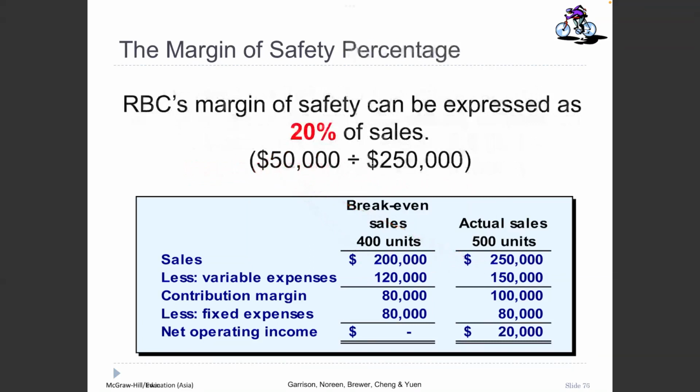Okay, it can also be expressed in terms of percentage. Margin of safety can be expressed as 20% of the sales. So you need to know the margin of safety in dollars first, then only you can express it in terms of percentage. So the $50,000 margin of safety just now divided by 250,000, you get a margin of safety percentage of 20% of the sales.